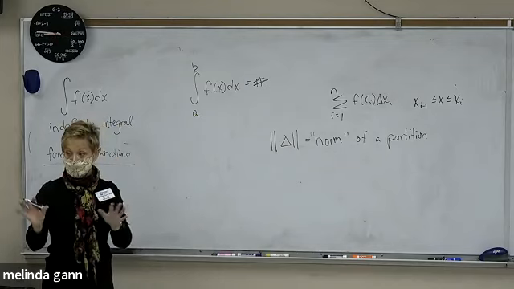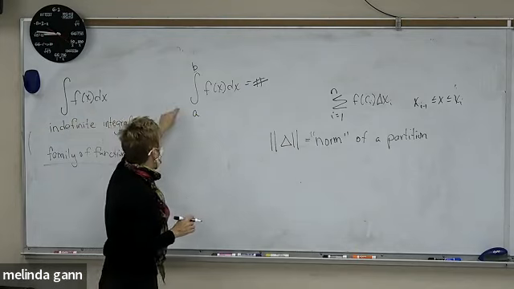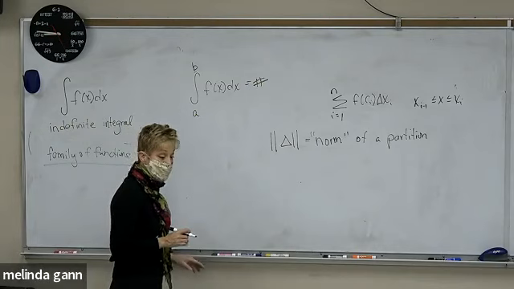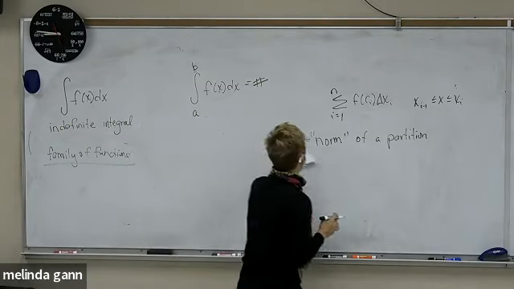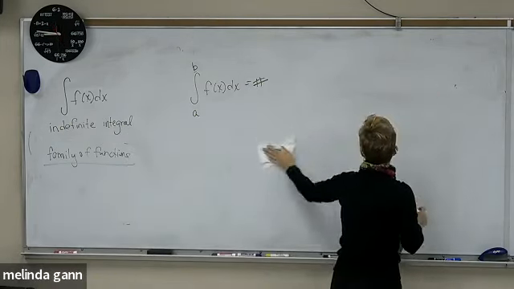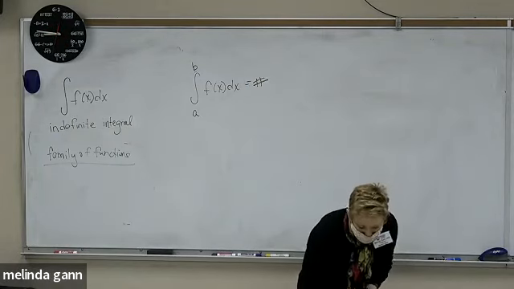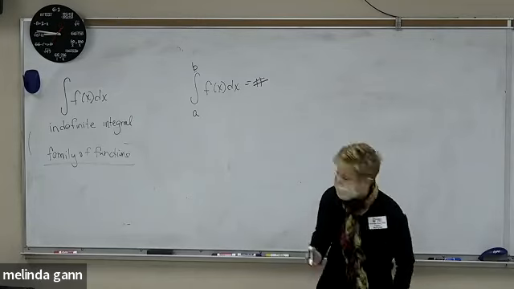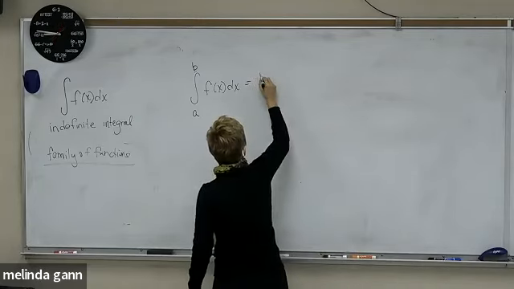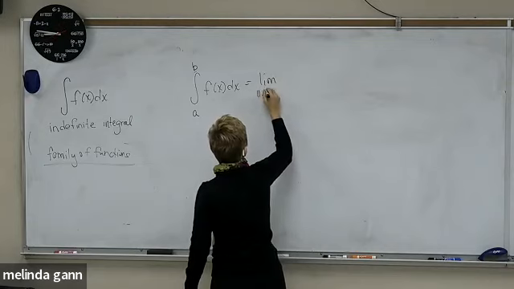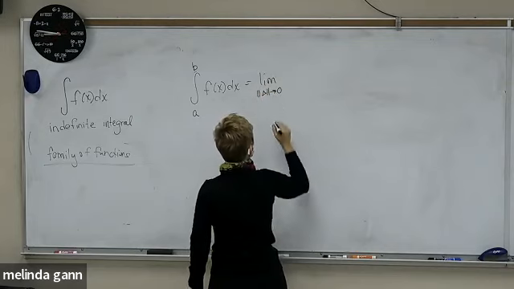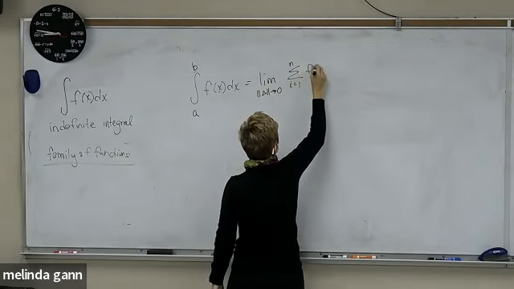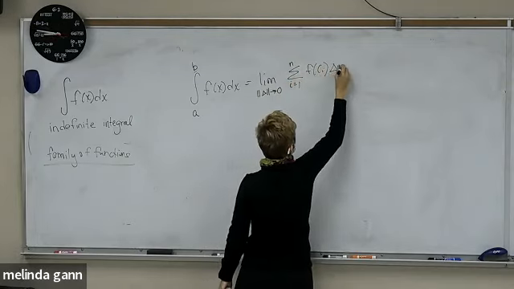Is everybody with me? Now, they give you the definition of this, which I am going to ask you on a test, and I'm going to ask you to use it. So make sure that you know it. All right, it's in your books on page 308. And basically, here's what it says. It's the limit as the norm approaches 0 of the sum of i equals 1 to n of f of c sub i times delta x sub i.